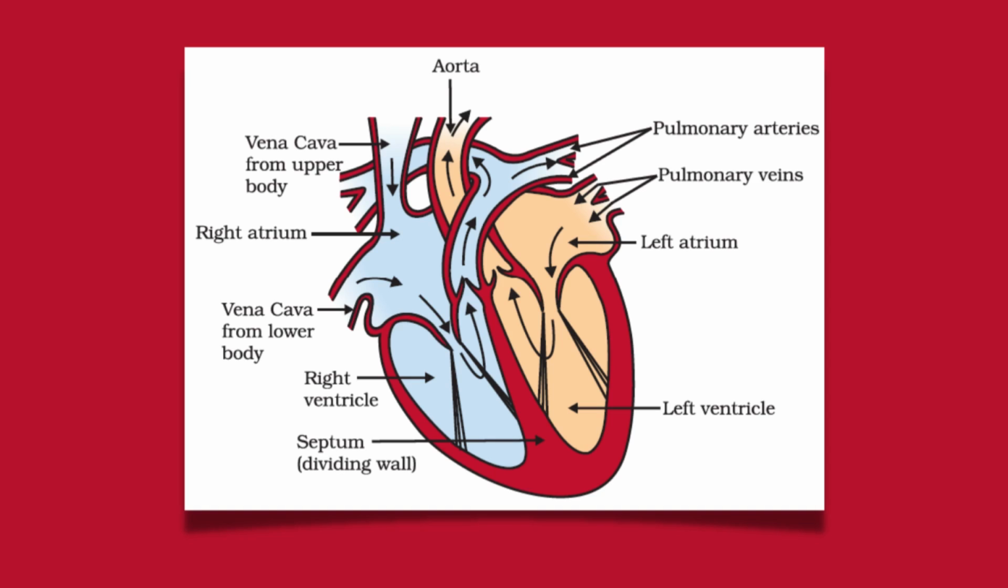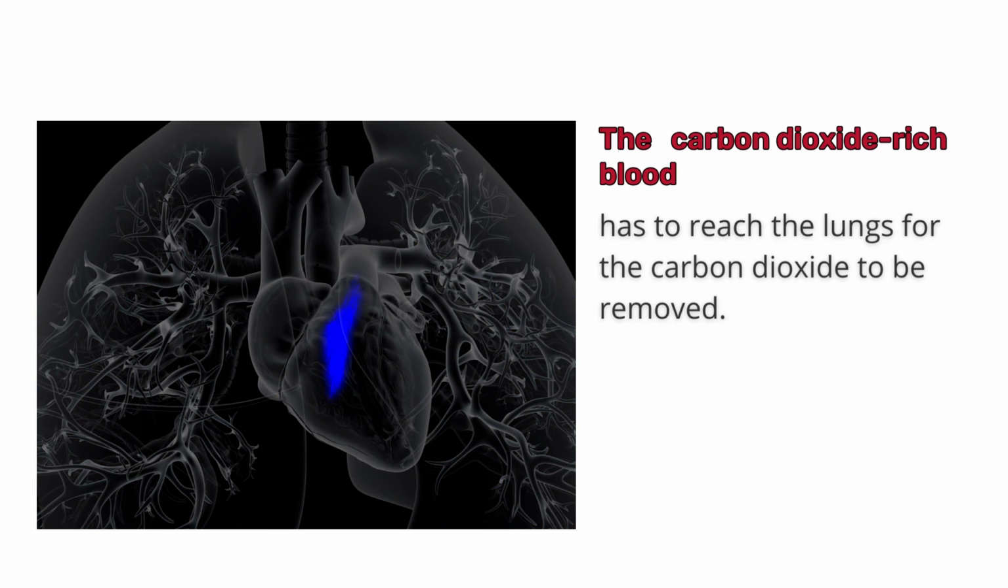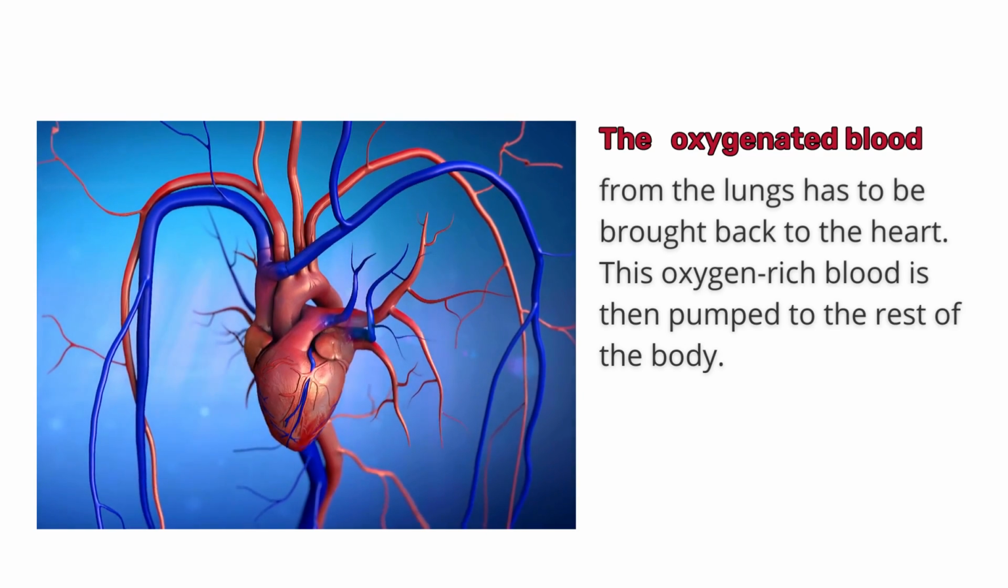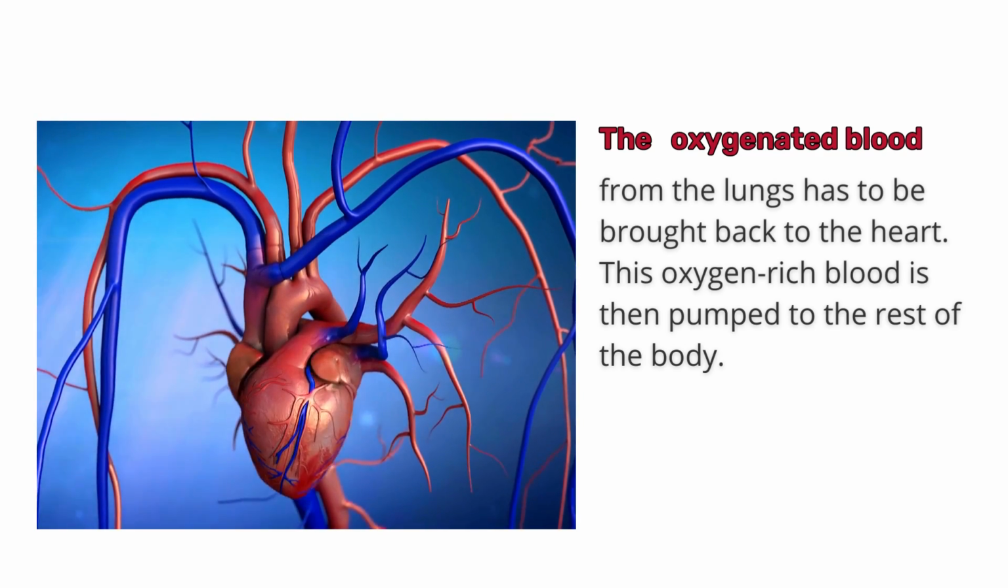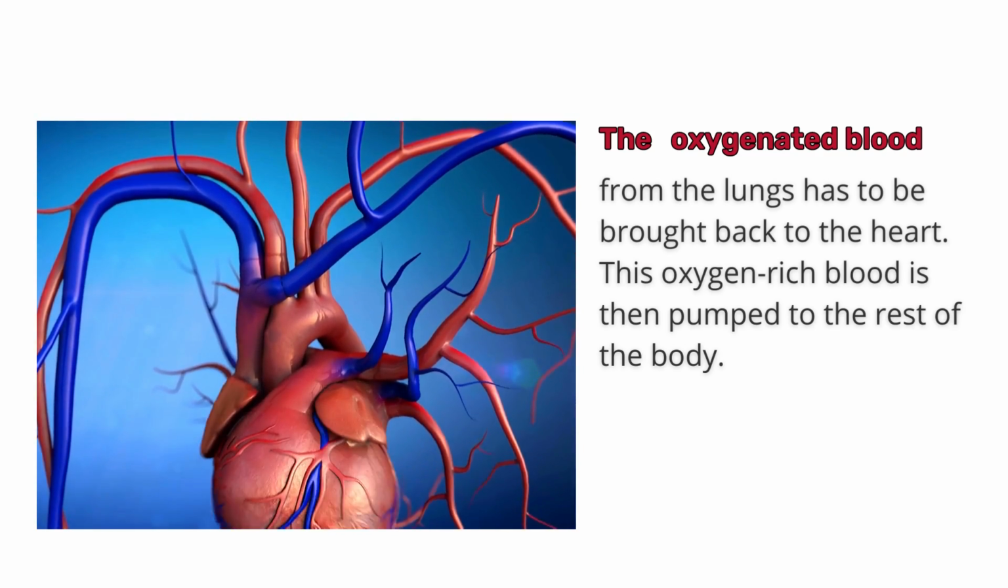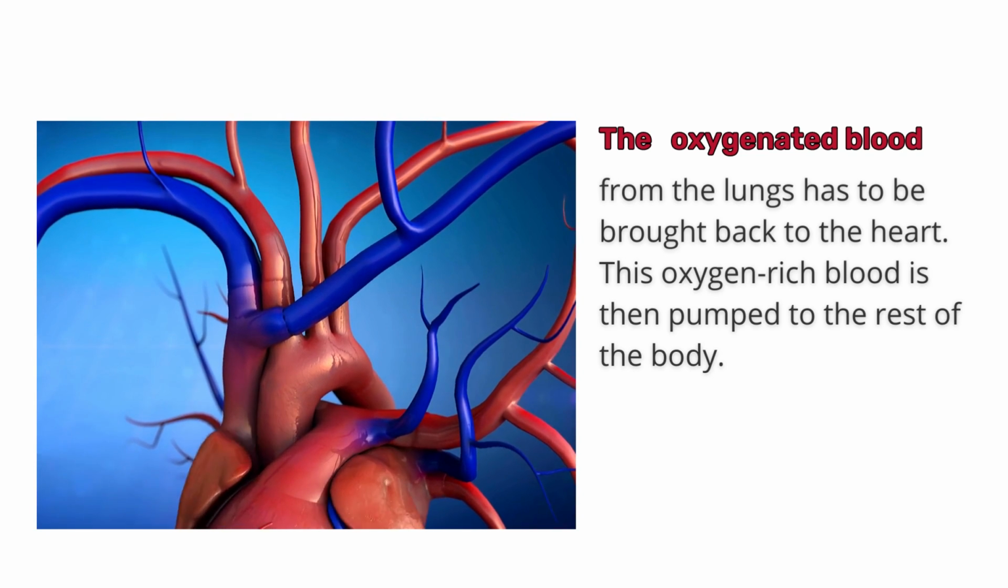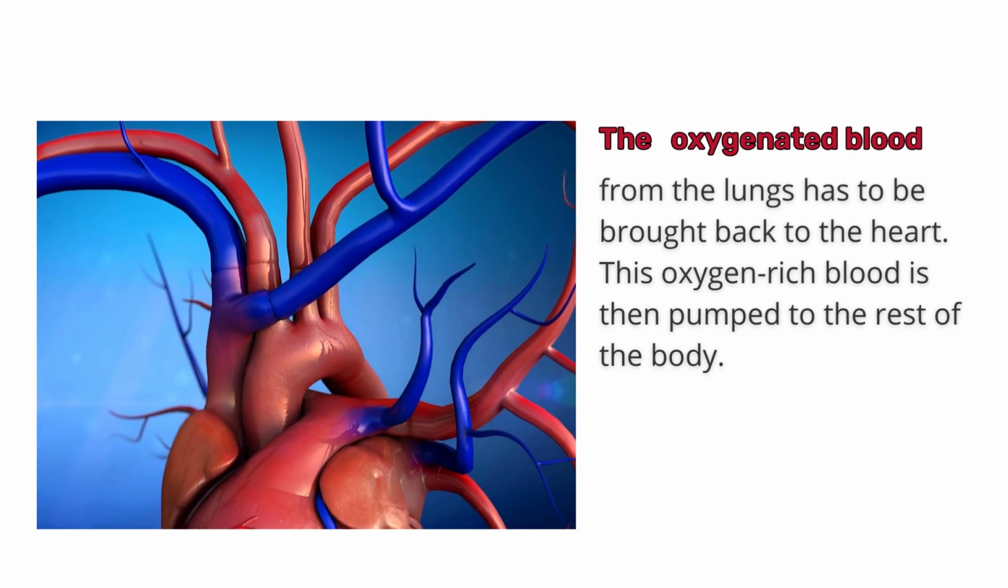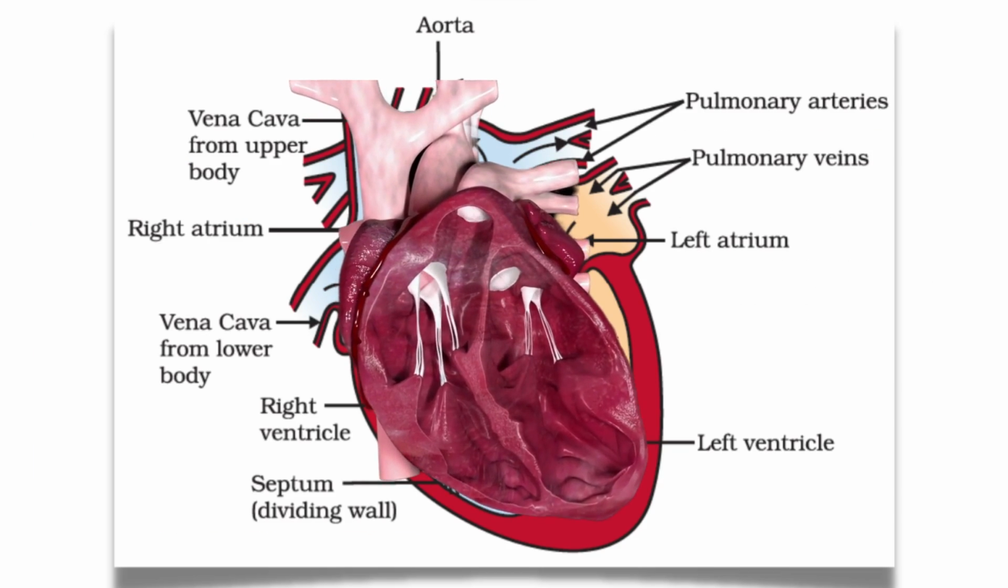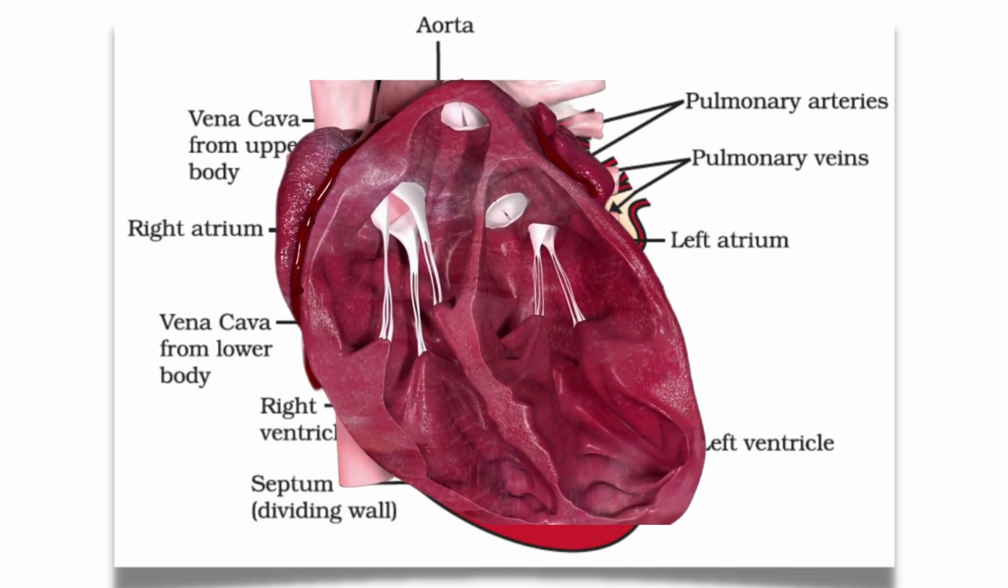These are the various chambers of the heart. We have four chambers. The carbon dioxide rich blood has to reach the lungs for the carbon dioxide to be removed, and the oxygenated blood from the lungs has to be brought back to the heart. This oxygen rich blood is then pumped to the rest of the body. We can follow this process step by step.